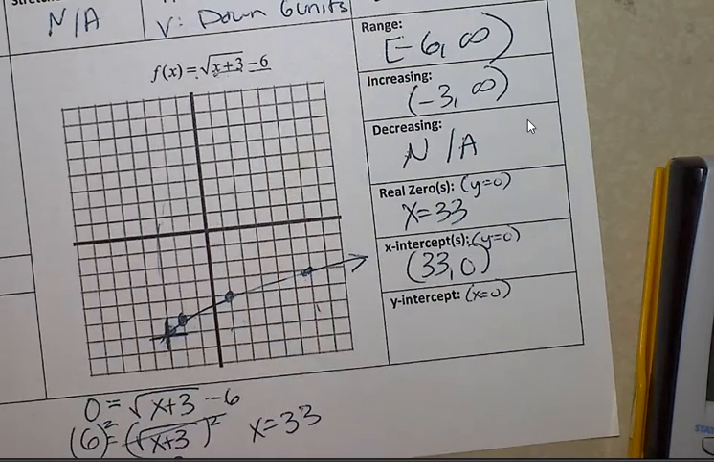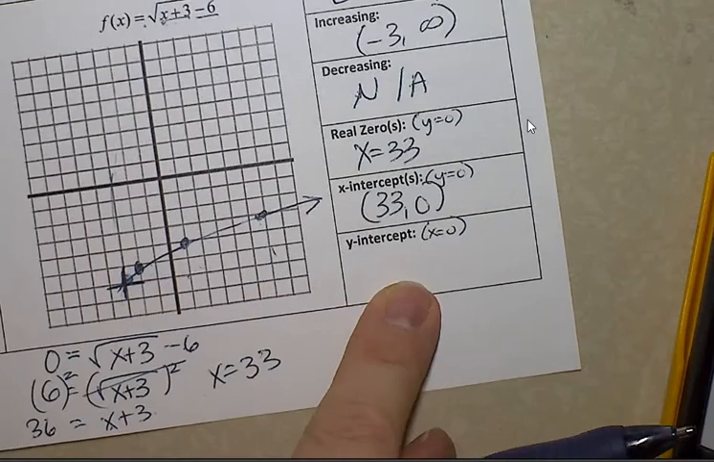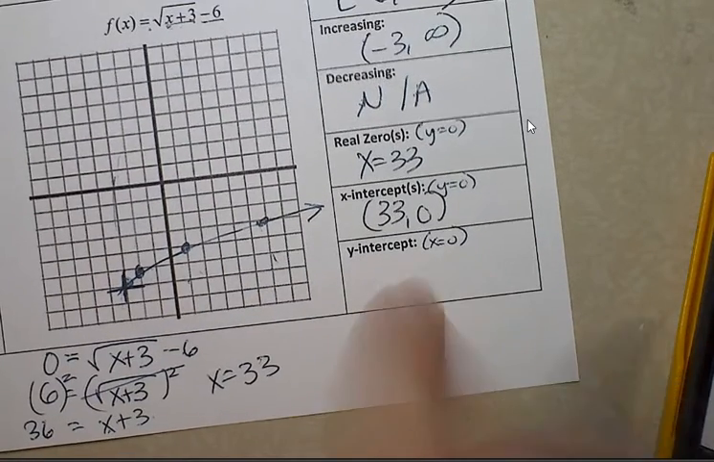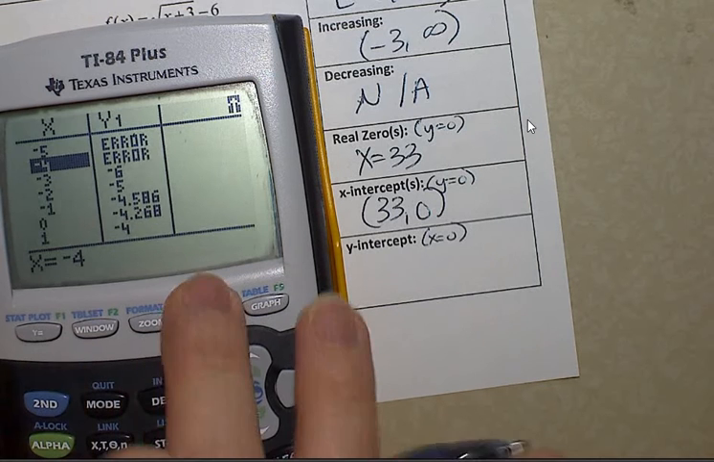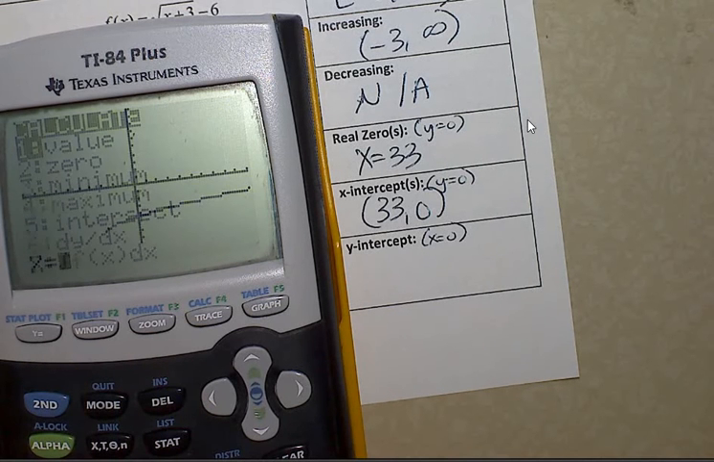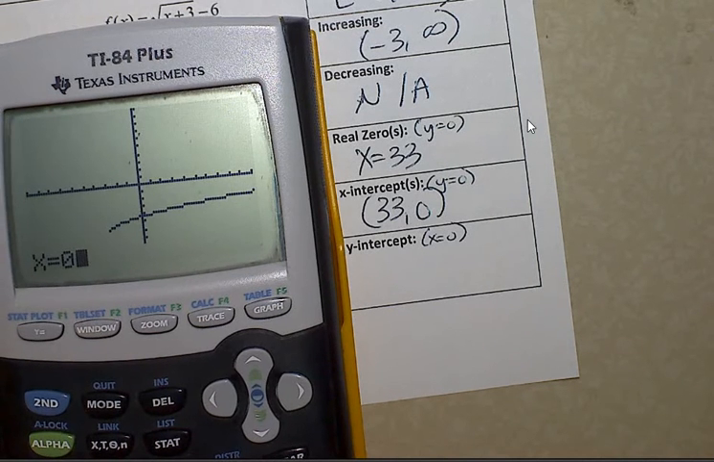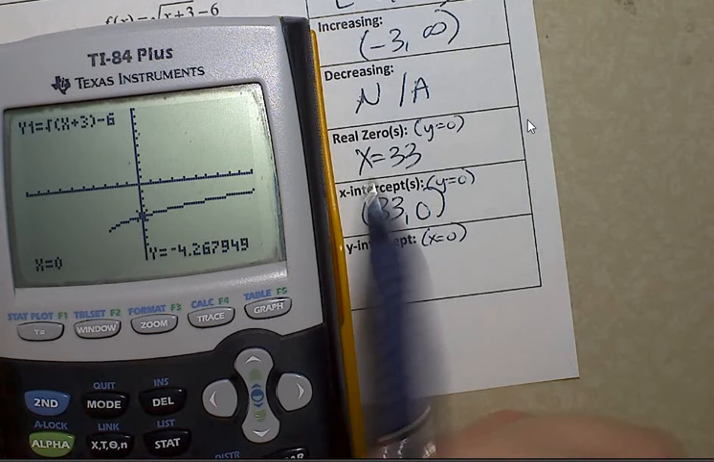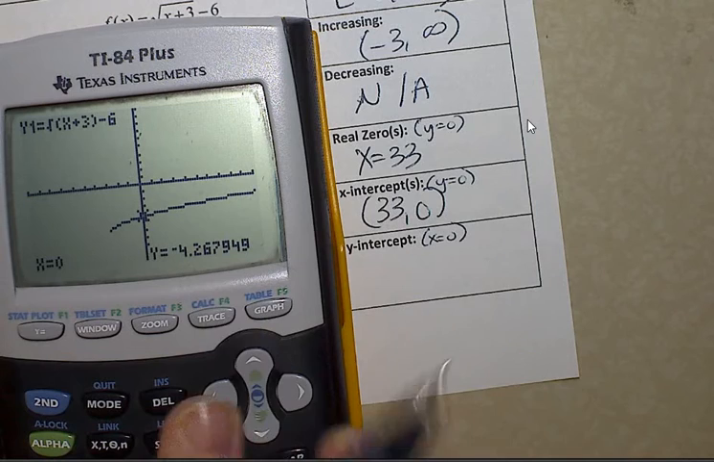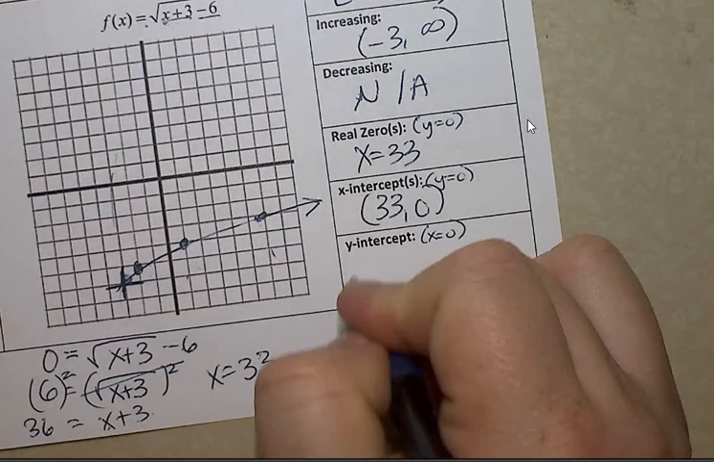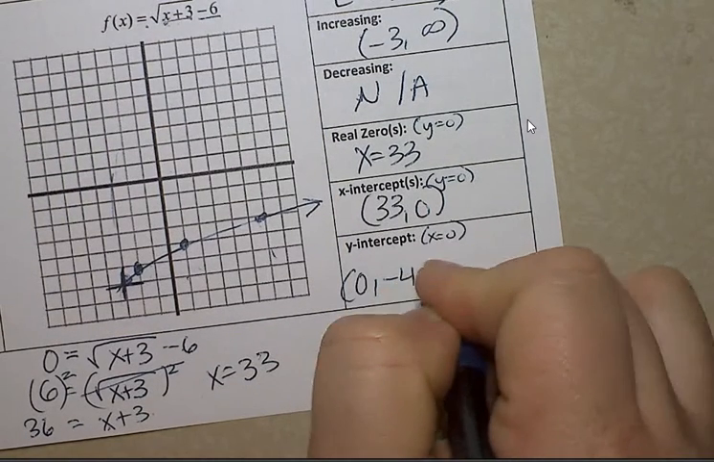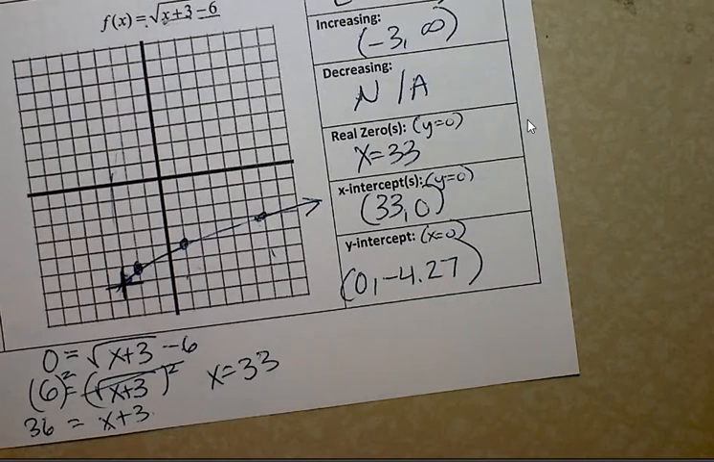Okay, now, why did I leave this one to the end? X equals 0. Please do second trace value, plug in 0 and press enter. If it's an irrational number, I'm going to round to the nearest hundredth. So negative 4.27. Done? Flip to the back side.